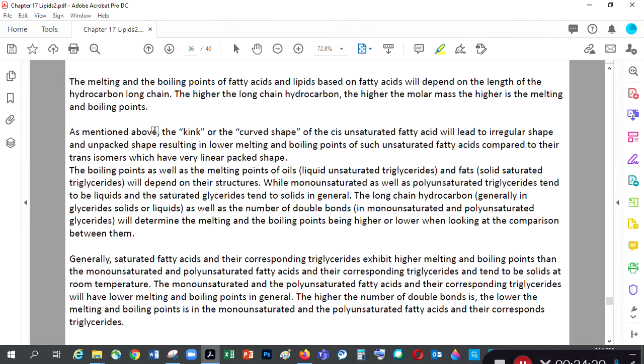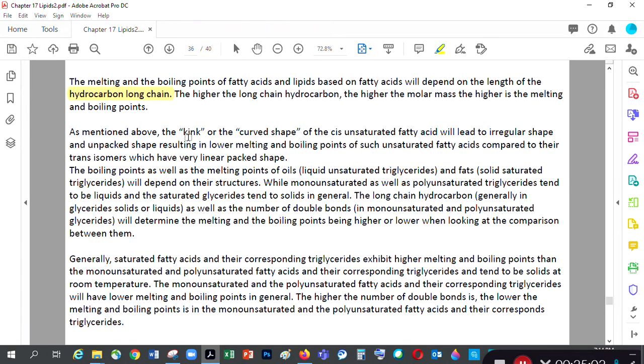Here, just back to the conclusion, whatever we have talked about, the melting point and the boiling points of fatty acids and lipids based on fatty acids will depend on the length of the hydrocarbon. That's what I said. The higher the number of the hydrocarbon chain, the higher the molar mass, the higher the boiling point, correct? The higher the long chain hydrocarbon, the higher the molar mass, the higher the melting and the boiling point.